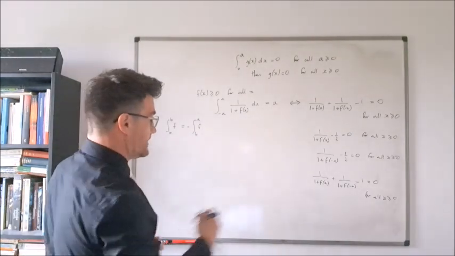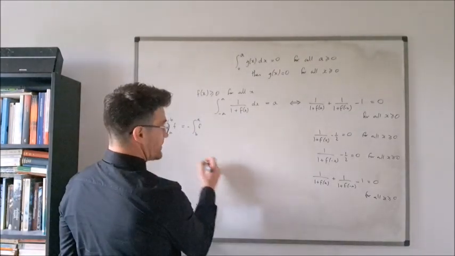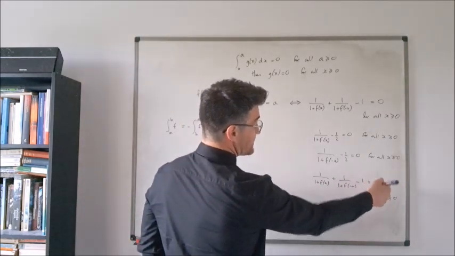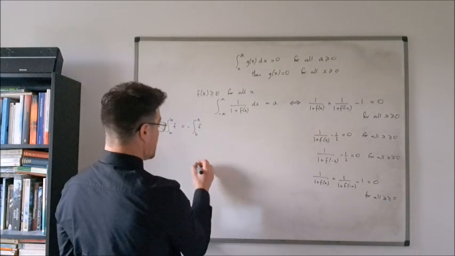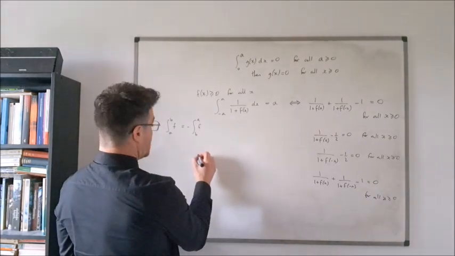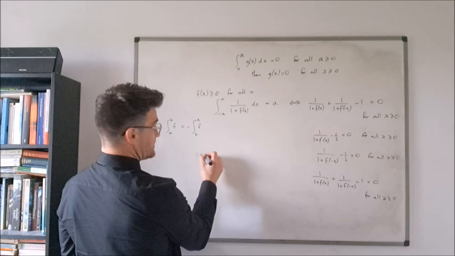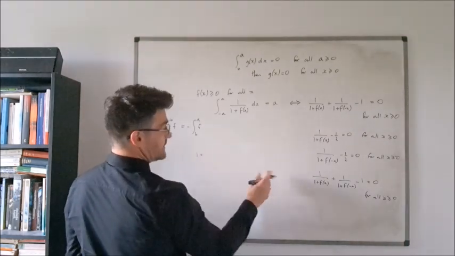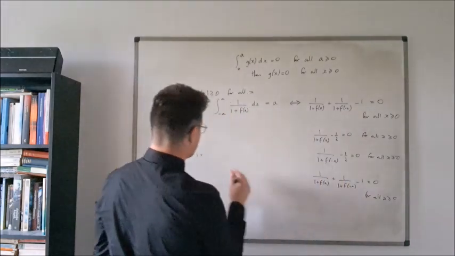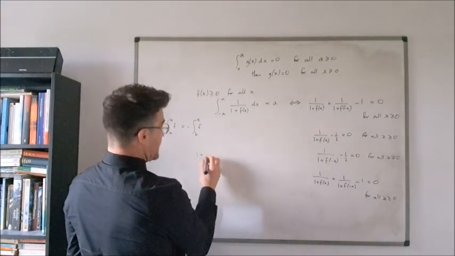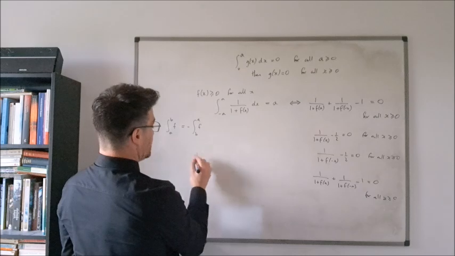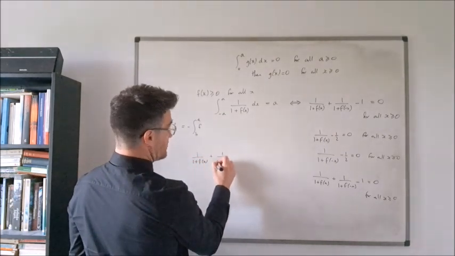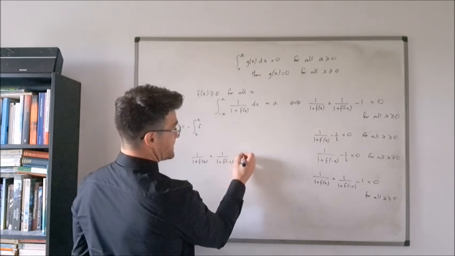And okay, therefore, we know that 1 over 1 plus f of x plus 1 over 1 plus f of minus x minus 1 is equal to 0 for all x greater than or equal to 0. Therefore, if I add 1 to each side, and then, okay, I'll write it out in full, 1 over 1 plus f of x plus 1 over 1 plus f of minus x is going to be equal to 1.